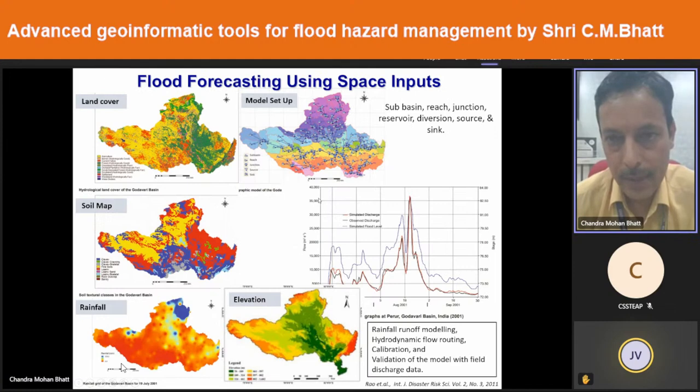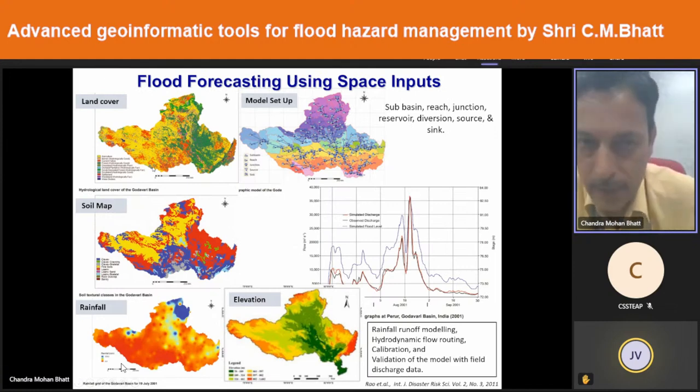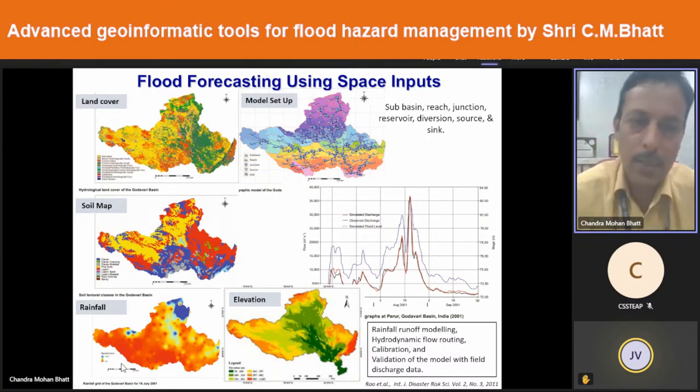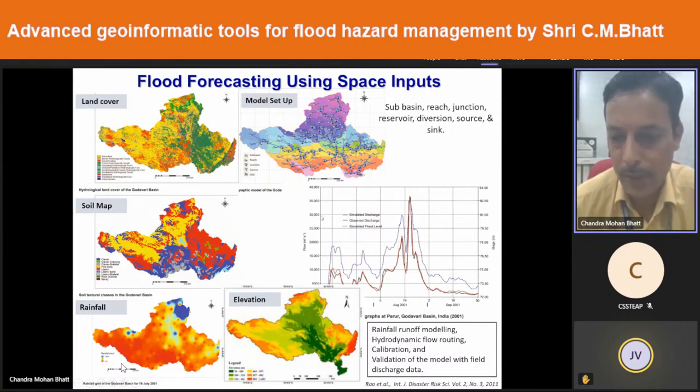For flood forecasting, which is an important technique, remote sensing helps to a larger extent these days, because land cover is required. Whatever hydrological model we have, once we set up the model, we require land cover, soil map, rainfall, and elevation. All these have a role, and then we can do rainfall runoff modeling, hydraulic flow routing, and calibration and validation of the model with the discharge data. This can all be done.